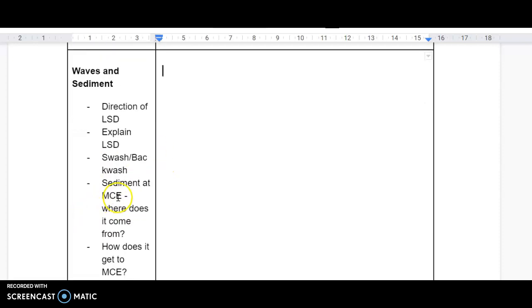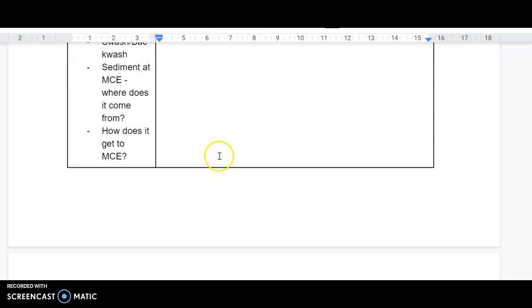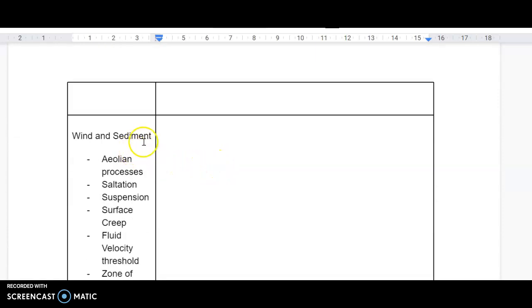Where does the sediment come from? How does it get to the Muriwai coastal environment? How does it get from the Central Plateau and Mount Taranaki, Ngarahoe, Ruapehu, and Tongariro? How does that sediment get up to our case study environment? Down here, wind and sediments.